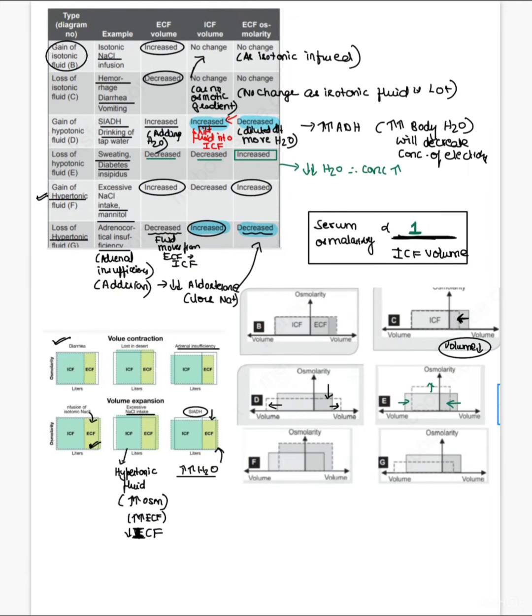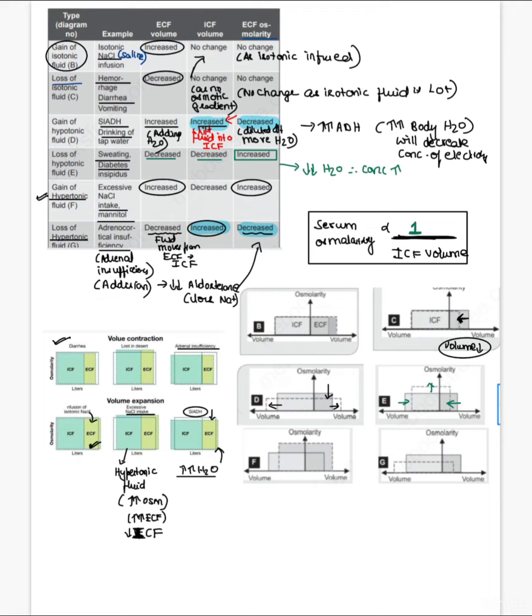Now we'll be summarizing once again, guys, so that you don't have any confusion in this Darrow-Yannet diagram. See, gain of isotonic fluid, the same fluid you are gaining. So how will you gain it? If you have saline infusion. Isotonic means you have no change in osmolarity. If you have no change in osmolarity, ICF volume will also not change, and you have given the fluid. As a result, ECF compartment volume increased.